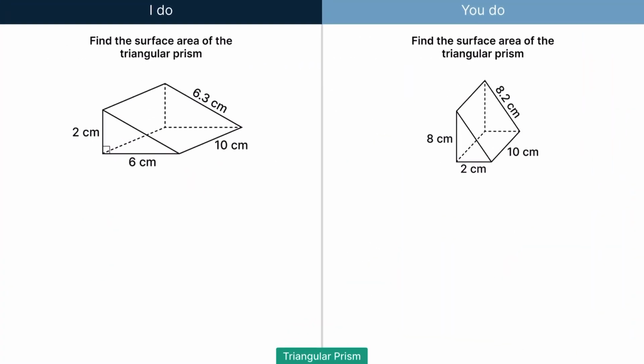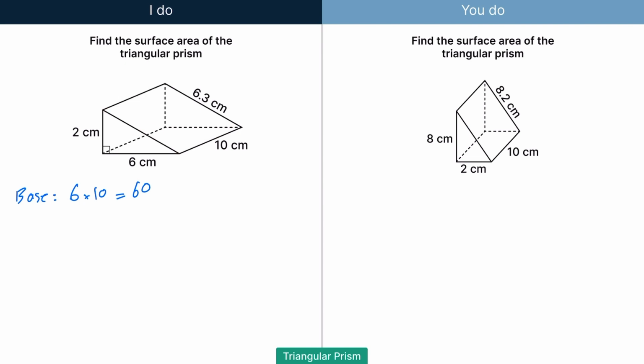Okay, so if I head back to my slides, we will start off with the base because that's nice and easy. That's just the bottom. So the base is just going to be 6 times 10, which is 60. So that's that done. Just to highlight what I've just done, I've found the base, which is the bottom piece. Now I'm going to find the back, which is this piece here.